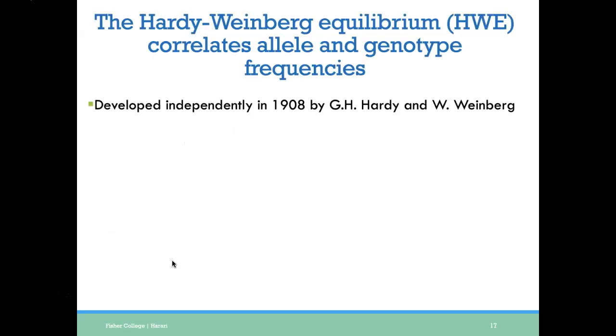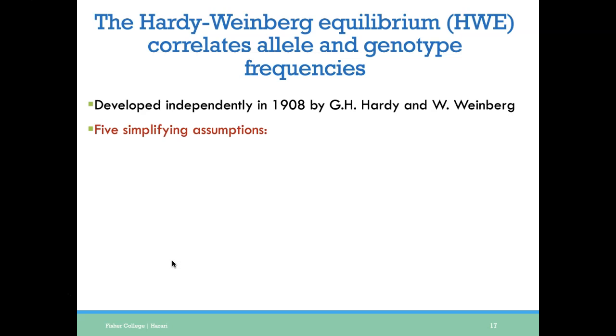So now we could use these terms and apply them. The Hardy-Weinberg equilibrium, abbreviated HWE, correlates allele and genotype frequencies. And these were two separate scientists, Hardy and Weinberg, that developed these principles separately. In 1908, there is a British mathematician, Hardy, and he looked at allele frequencies and genotype frequencies, and he saw that they would remain constant over time and between generations. And a German physician, Weinberg, reached the same conclusion in the same exact year.